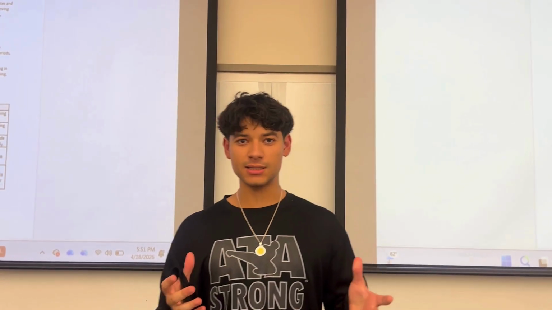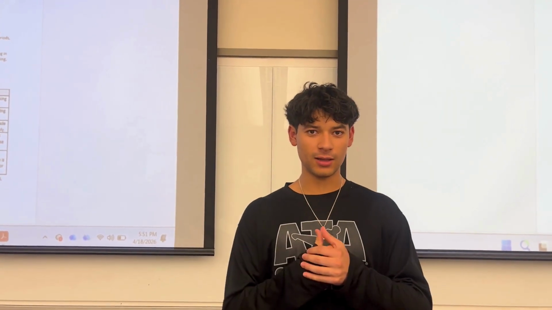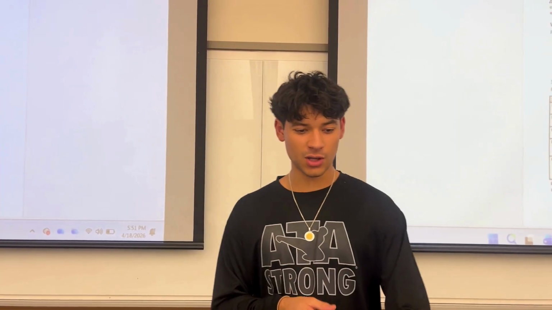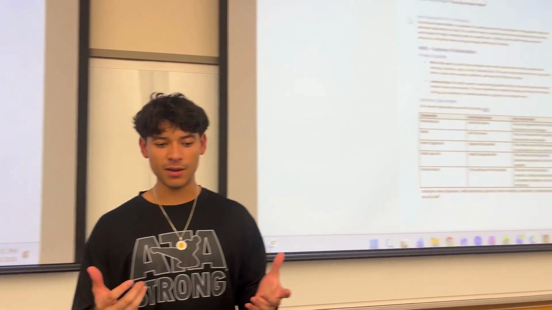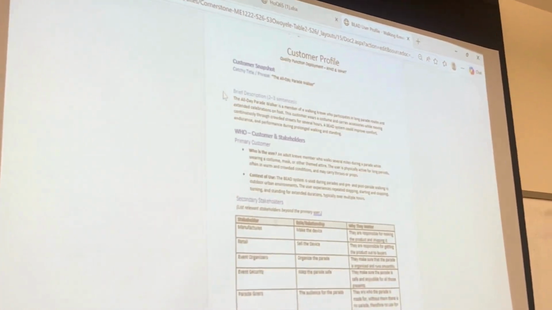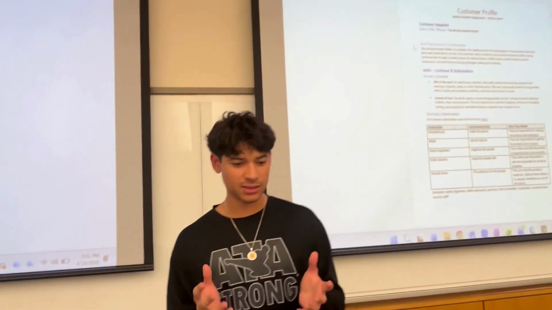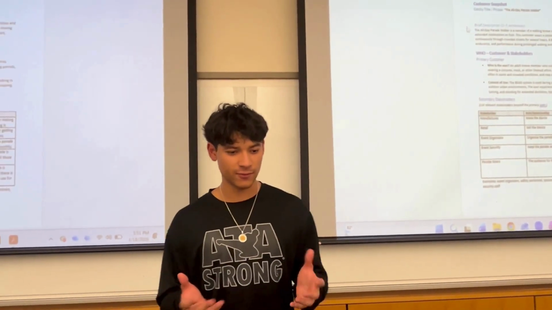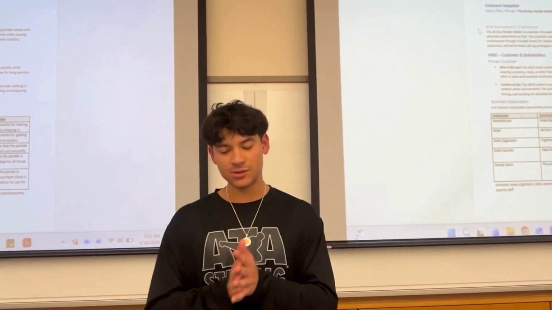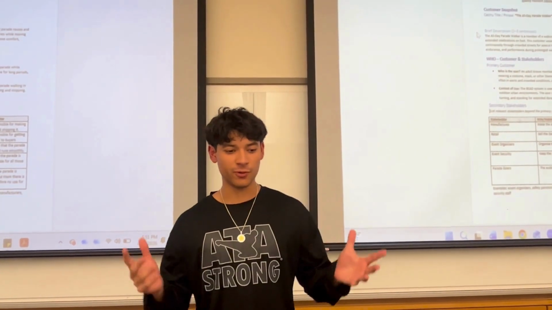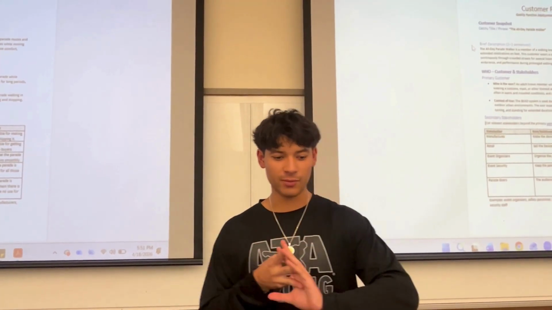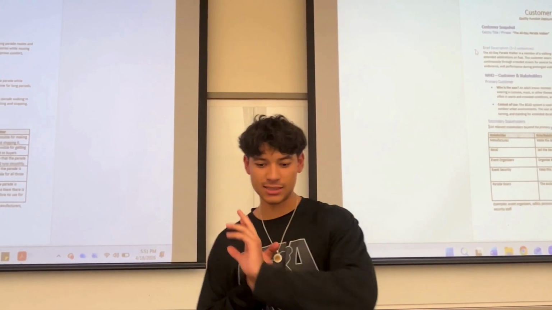To start off this project, we were given a customer profile. And the customer that we were given was the all-day parade walker. And that is a member of a walking crew who participates in long parade routes and extended celebrations on foot. The customer wears a costume and carries accessories while moving continuously through crowded streets for several hours. We were tasked with creating a system that could improve comfort, endurance, and performance during prolonged walking and standing.